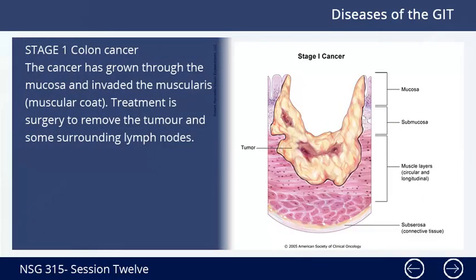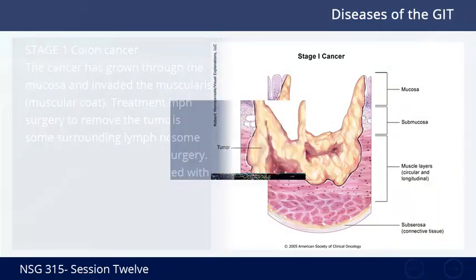Stage 1 colon cancer. The cancer has grown through the mucosa and has invaded the muscularis, that is muscular coat. Treatment is surgery to remove the tumor and some surrounding lymph nodes. Figure 12.10 below shows the picture of stage 1 cancer.